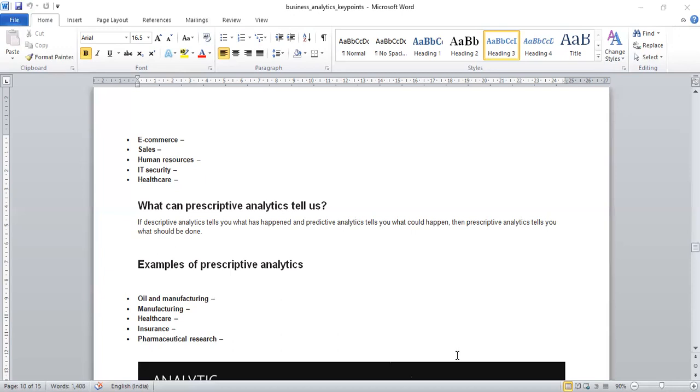And then IT security means identify all possible security breaches that require further investigation. Healthcare in predicting staff and resource needs, and also some sort of medical treatment while diagnosing patients. What sort of treatment needs to be given for betterment of patients. So for that purpose, in healthcare, predictive analytics is largely used.